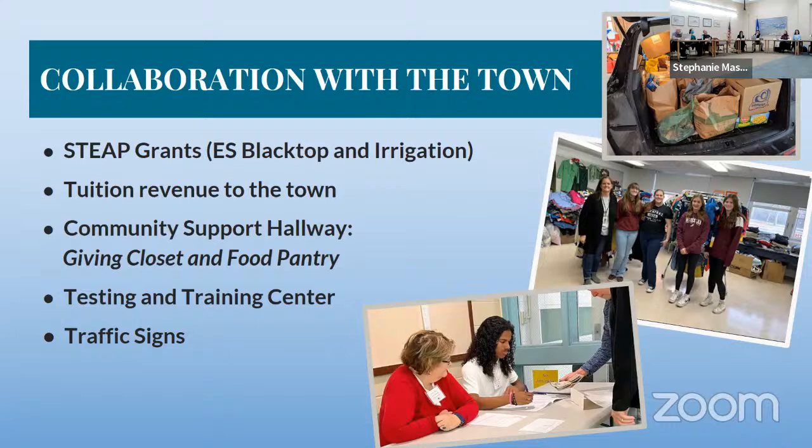There's a community support hallway now with the giving closet and food pantry in the same hall that can be accessed from that door to increase privacy. And Bob Carlson was really passionate about making that happen, and we worked with him, and it was really a collaboration. This room on the other side of this wall is going to become a testing and training center that can also be used for meetings.